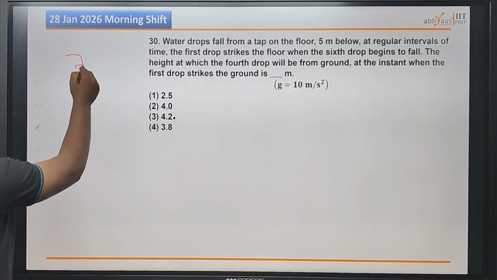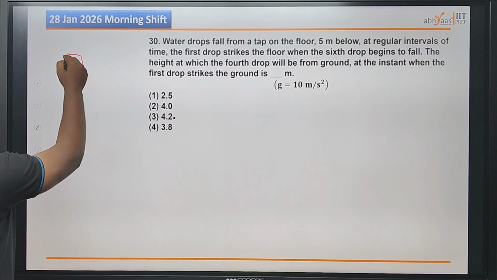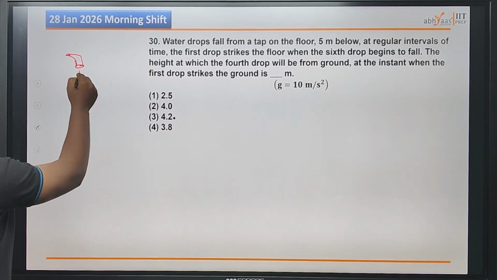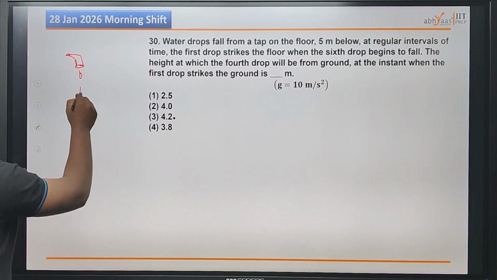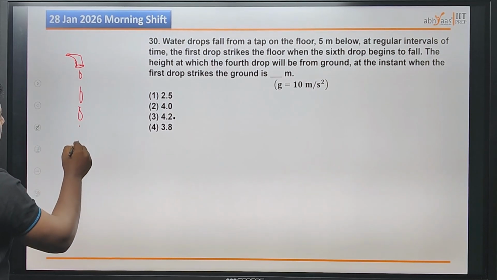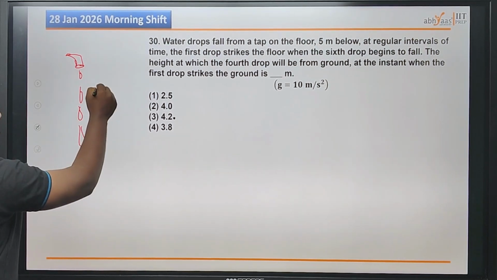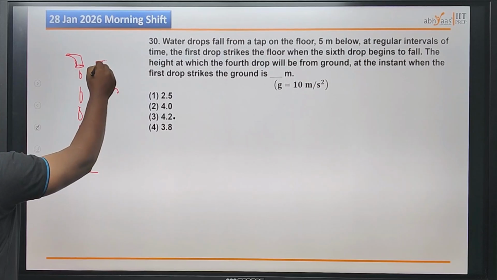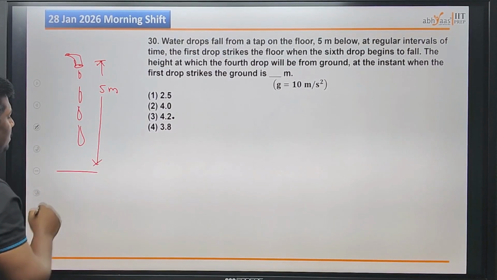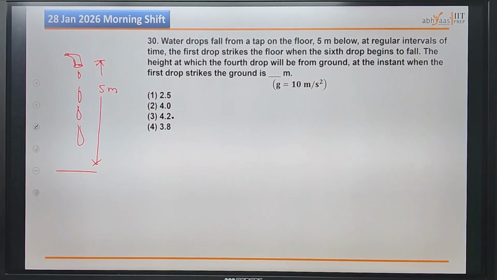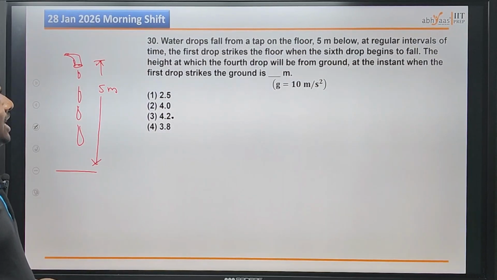This is our water tap. Water drops are falling from the tap to the floor at a height of 5 meters, at a regular interval of time. The first drop strikes the floor when the sixth drop begins to fall. What is the height at which the fourth drop will be from the ground?